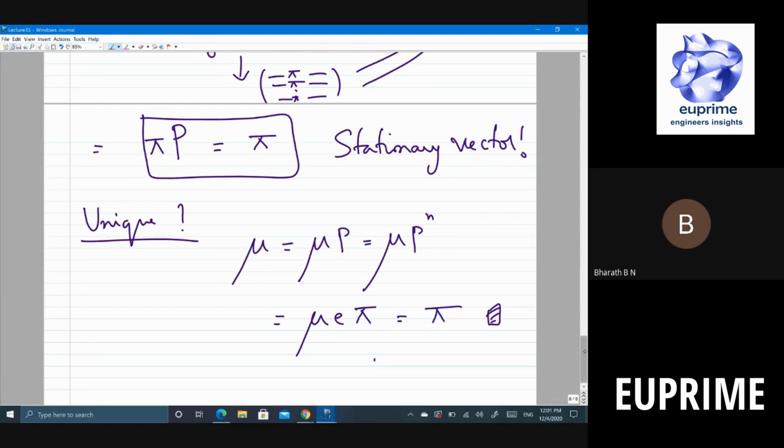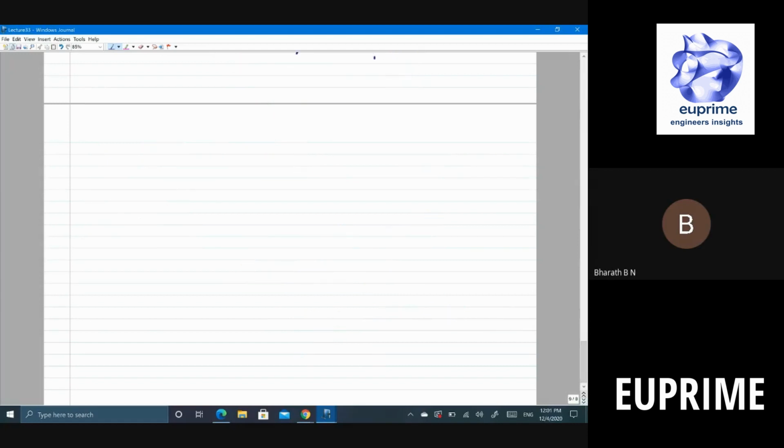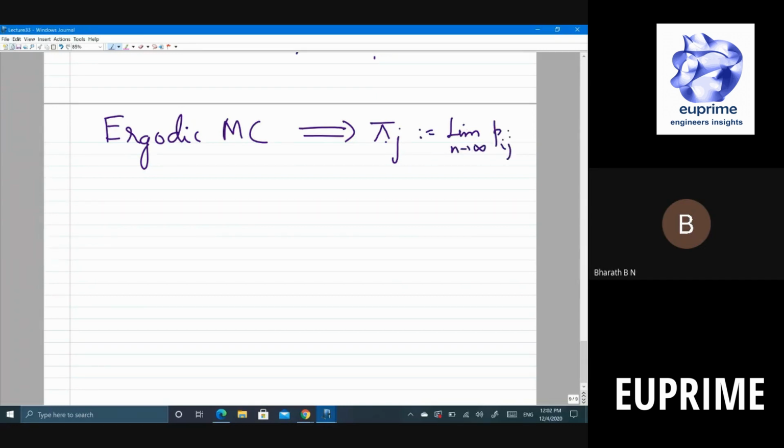So what is it that we have proved? Essentially, we have proved that if you take an ergodic Markov chain, it implies that pi j, which is the limit of n tending to infinity of p_ij power n, is the stationary distribution. It is the unique stationary distribution.